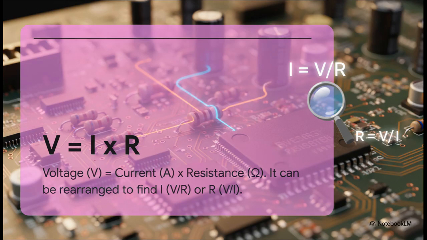Voltage equals current times resistance. V equals I times R. That's it. It perfectly describes how these three things relate to each other. The magic here is that if you have any two of these, you can always figure out the third one. It's like a little puzzle.